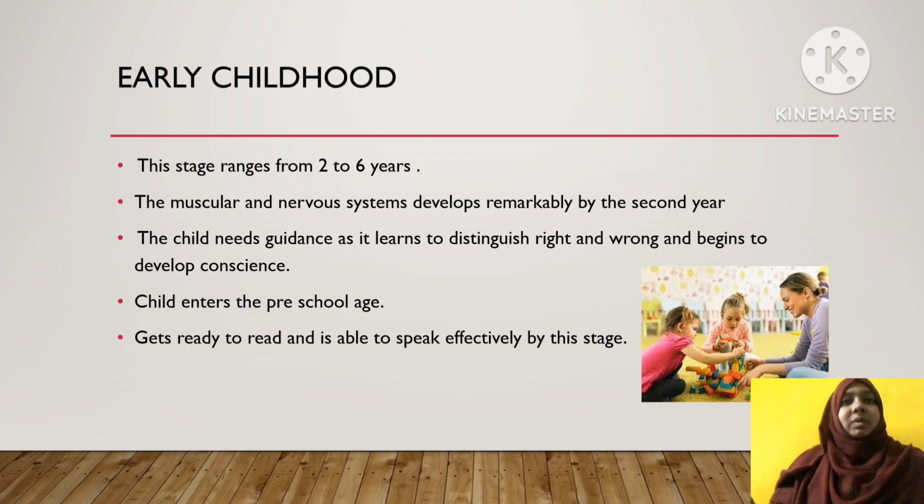Now let us look at early childhood. This stage ranges from 2 to 6 years. The muscular and nervous systems develop remarkably. With guidance, the child learns to distinguish between right and wrong and begins to develop conscience. At this age, the child enters preschool age.